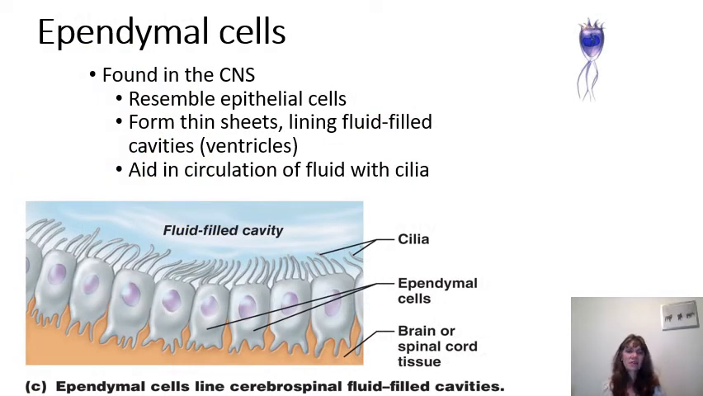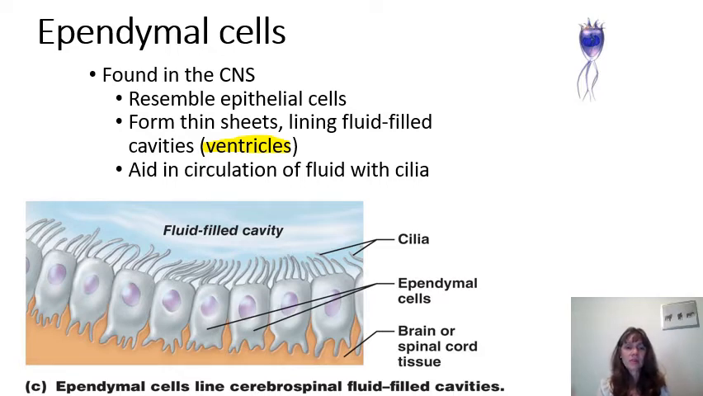The next type of neuroglial cell we're going to discuss are the ependymal cells, and this is actually the last because there are only 4 neuroglial cells in the central nervous system. Ependymal cells line fluid-filled cavities in the brain that are referred to as ventricles. There is fluid circulating inside the brain as well as in a space around the brain and the spinal cord.